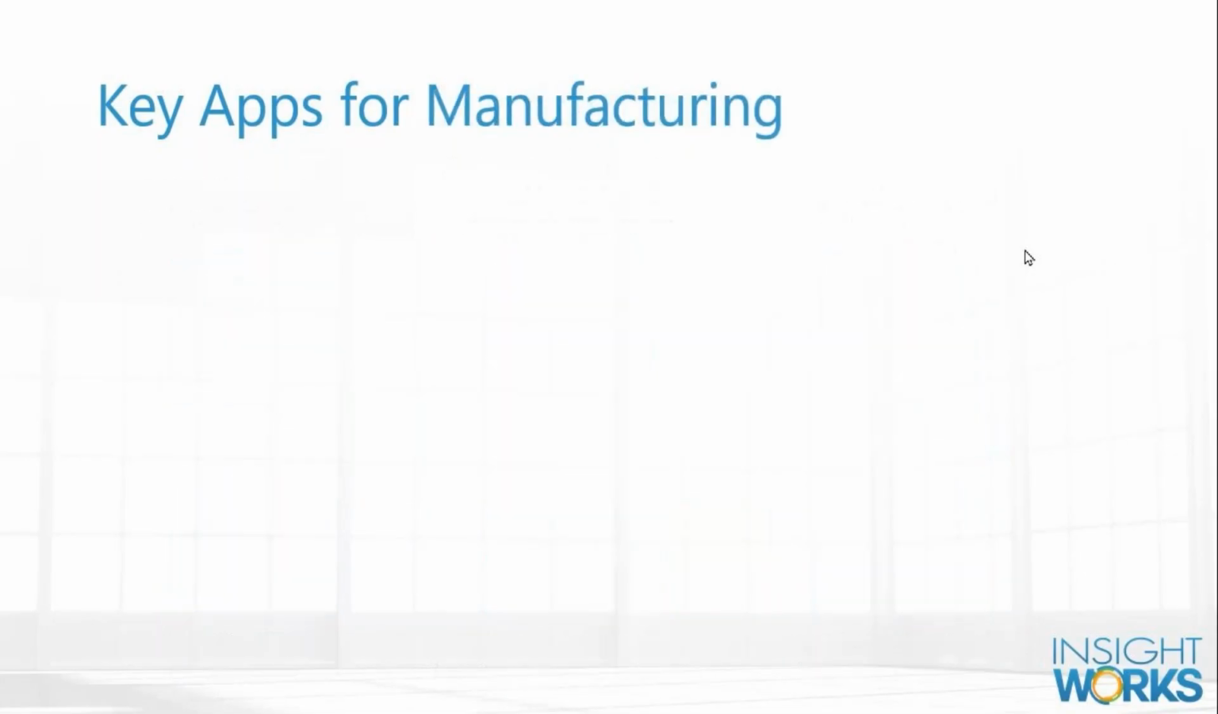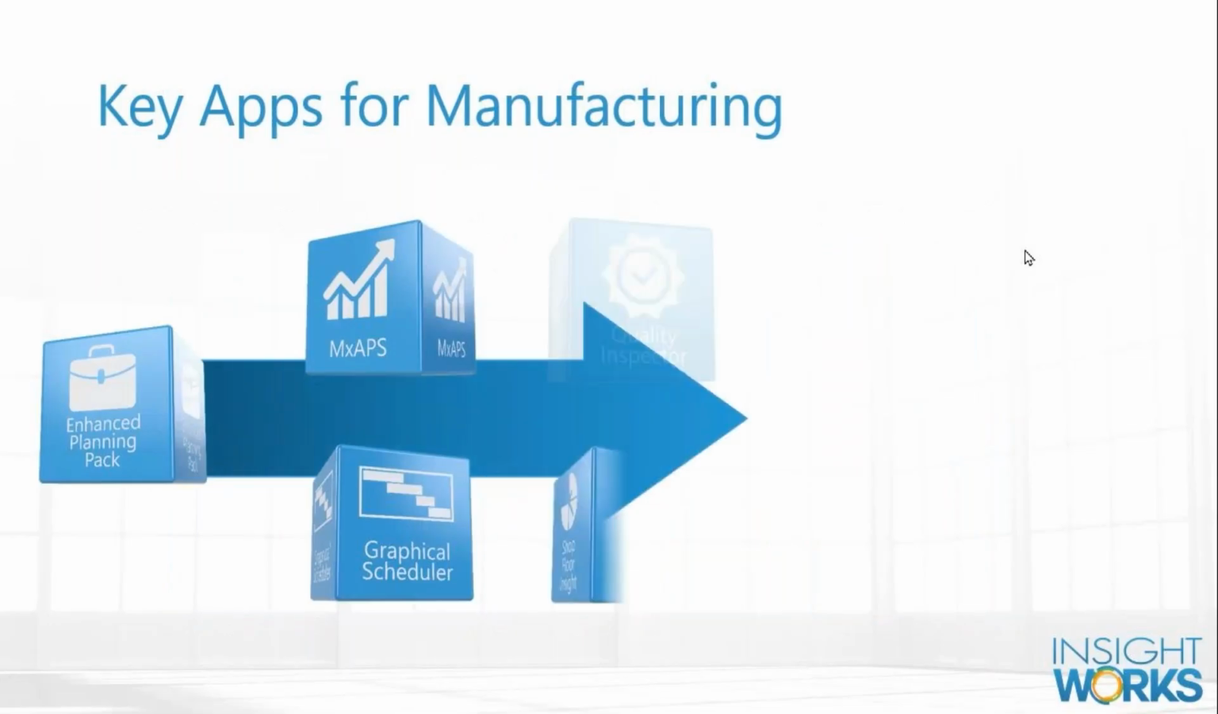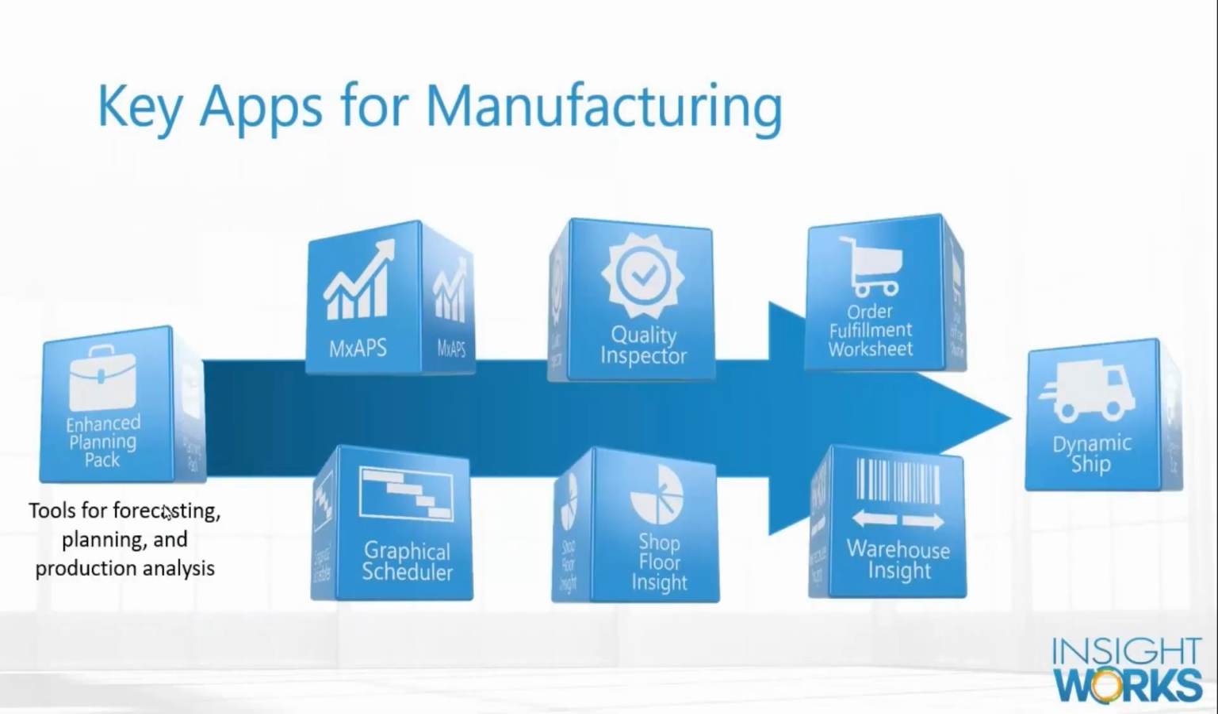Then let's talk a little bit about manufacturing as well. Same concept. You start with the planning. I talked about that enhanced planning pack. And the enhanced planning pack also includes a number of tools for production analysis, like volume analysis, production order variance, routing variance, those sorts of things in there. So if you're in manufacturing, again, almost a must-have for that.